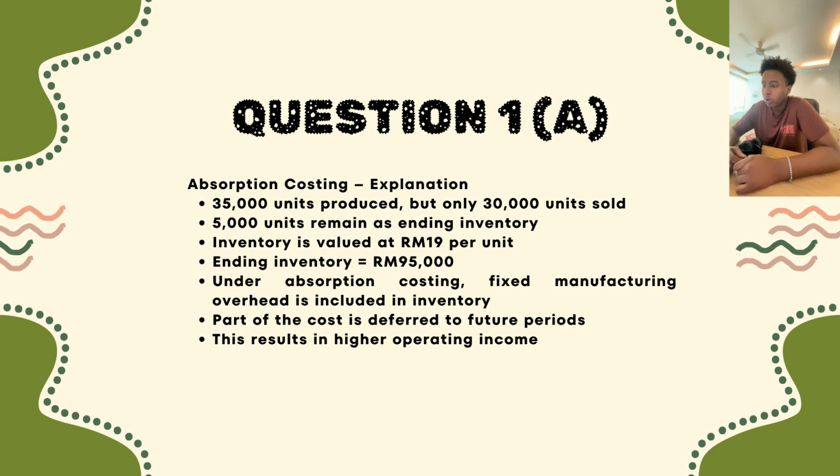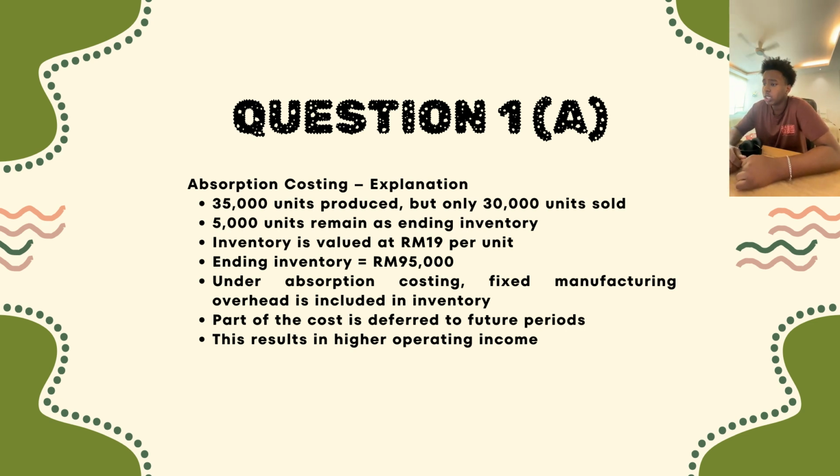For question 1, we were asked to prepare an absorption costing income statement with one column showing 30,000 units and one showing 35,000 units. So 35,000 units were produced initially and 30,000 were sold. That left 5,000 units as ending inventory, and each unit is valued at 19 ringgit, meaning the ending inventory total was around 95,000 ringgit.